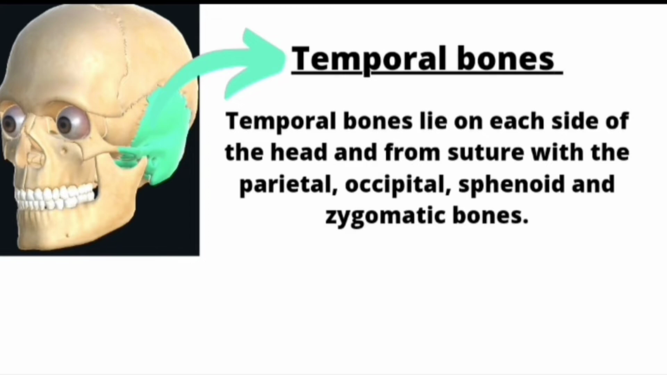Immediately behind this articulating surface is the external acoustic meatus, or auditory canal, which leads inward towards the petrous portion of the bone. The styloid process projects from the lower surface of the temporal bone and supports the hyoid bone and the muscles associated with the tongue and the pharynx. This is about the temporal bones.